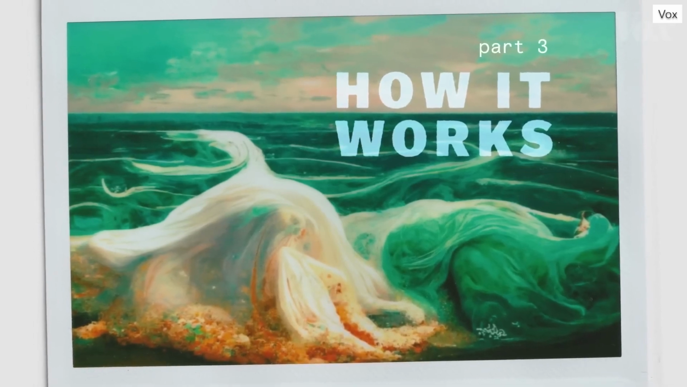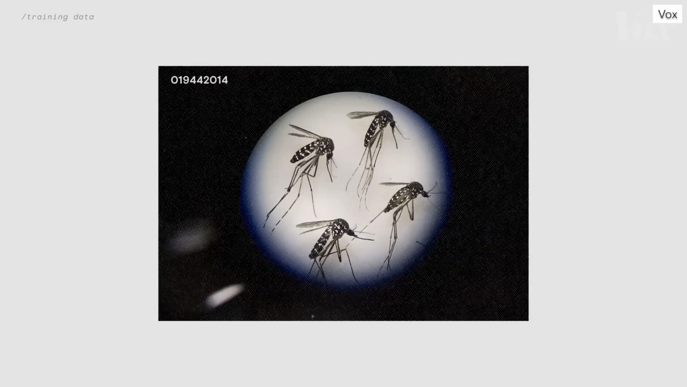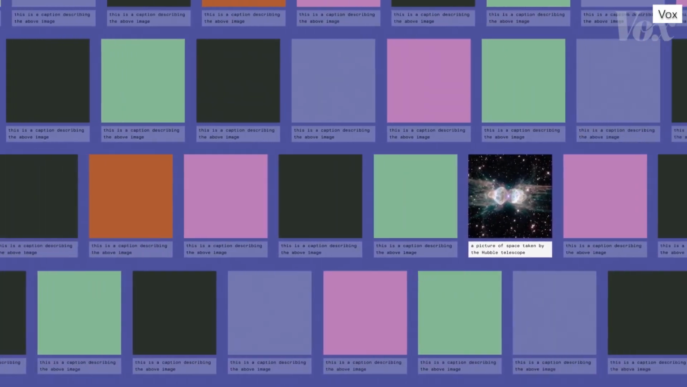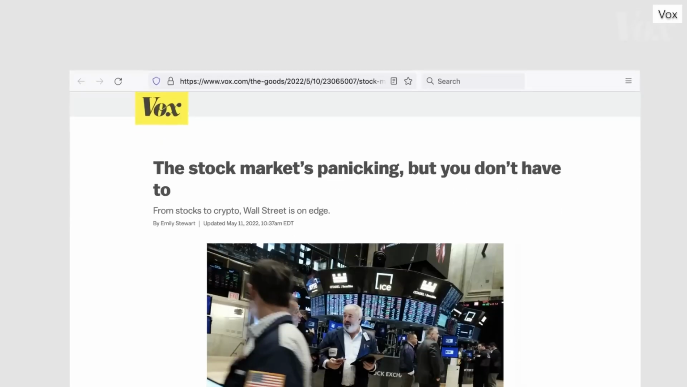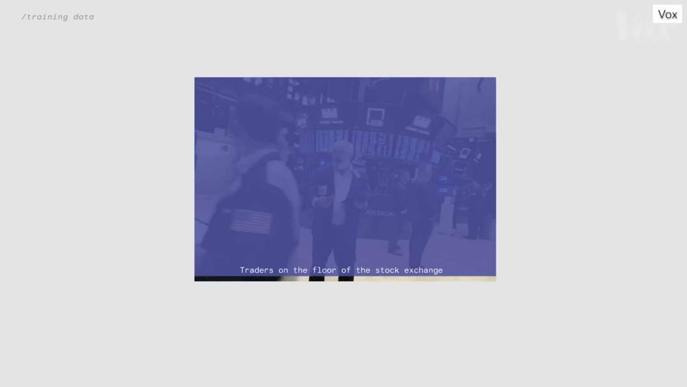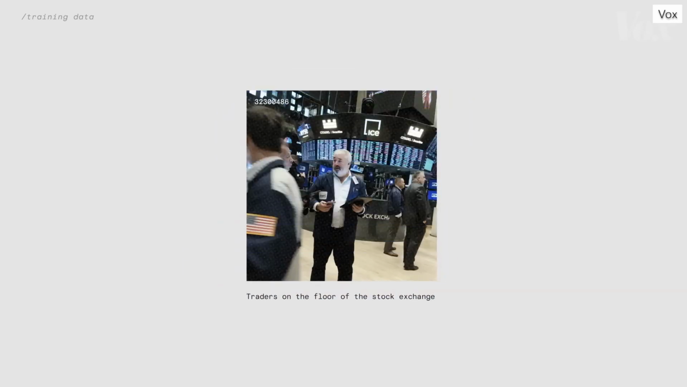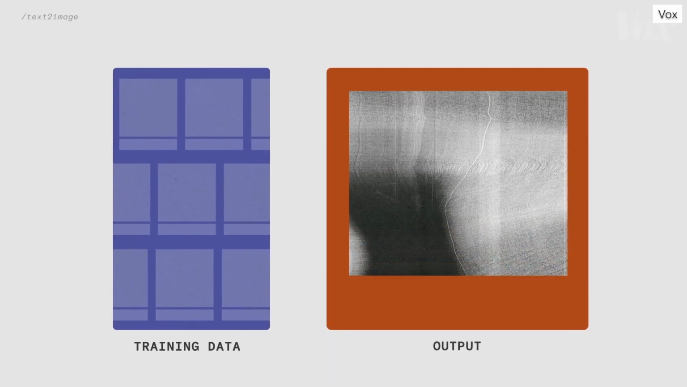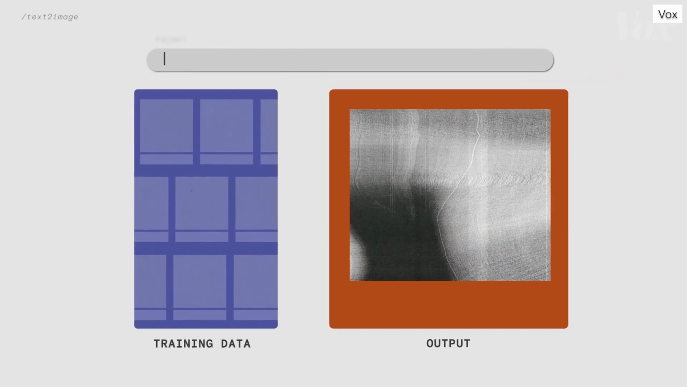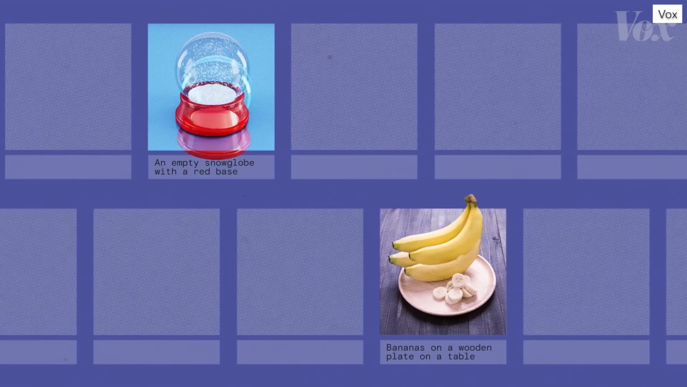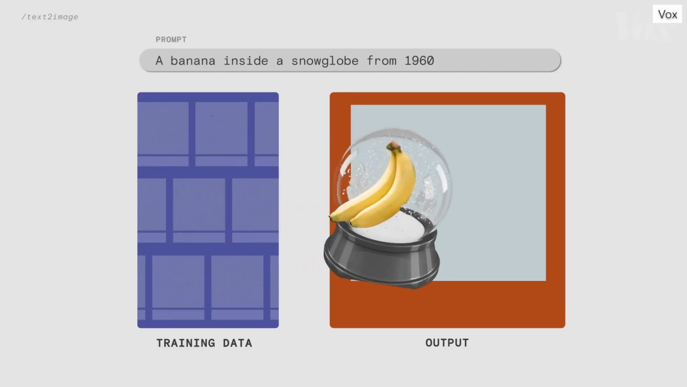For an image generator to be able to respond to so many different prompts, it needs a massive, diverse training data set, like hundreds of millions of images scraped from the internet along with their text descriptions. Those captions come from things like the alt text that website owners upload with their images for accessibility and for search engines. So that's how engineers get these giant data sets, but then what do the models actually do with them? We might assume that when we give them a text prompt, like a banana inside a snow globe from 1960, they search through the training data to find related images and then copy over some of those pixels.